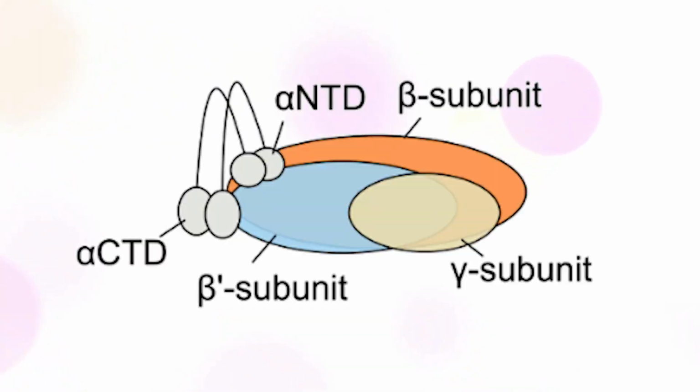And then let's understand the alpha subunit in detail. So the RNA polymerase has an alpha subunit which exists in two forms, alpha 1 and alpha 2.